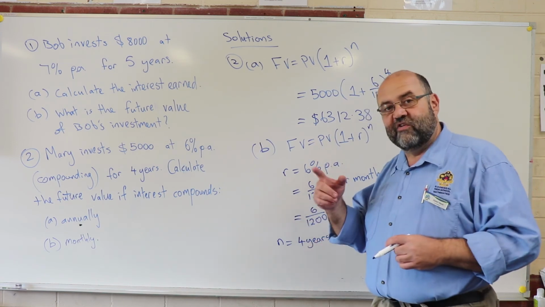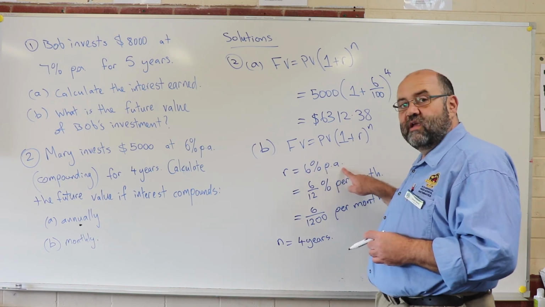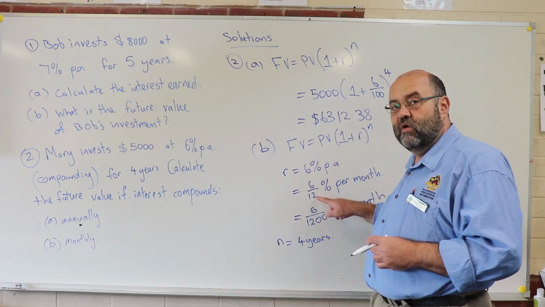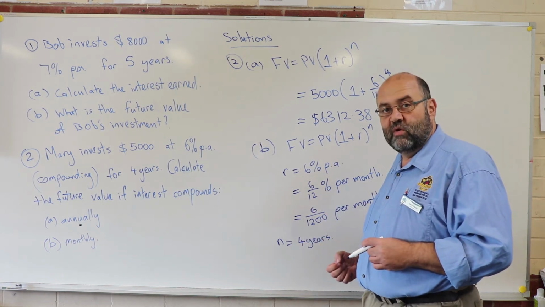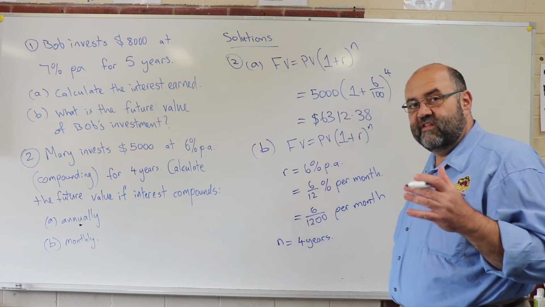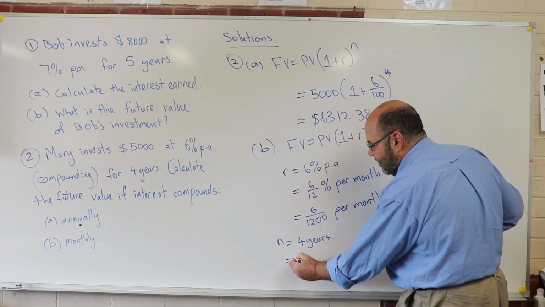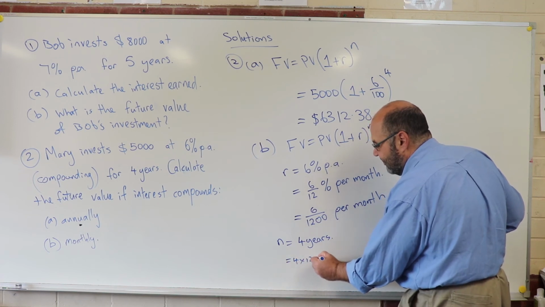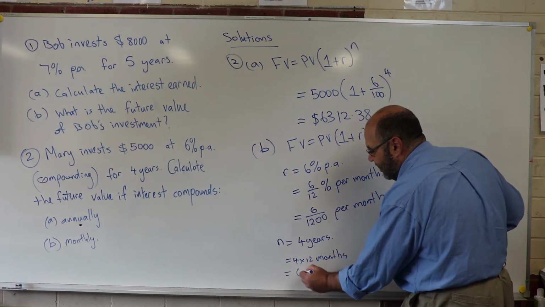Look, for the interest rate, to go from 6% per year to get to per month, we divided by 12. To go from years to months, we multiply by 12. Make sure you understand the distinction. Ask me about it if you're struggling with it. So 4 years is 4 times 12 months, is 48 months.